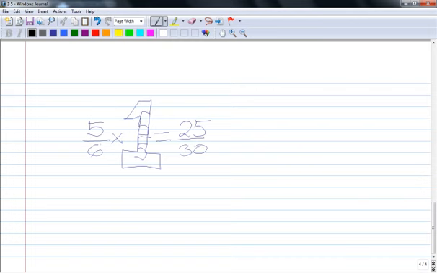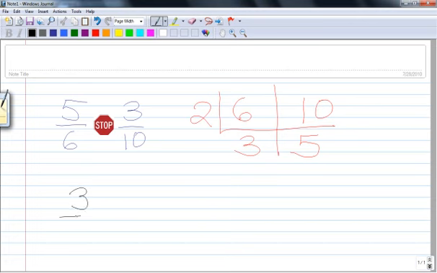Then we've got 3 out of 10, and we're going to multiply by 1. This time it's going to be 3 out of 3. Each one of our pieces would have been cut into 3 smaller pieces. So we have 3 times 3 is 9, and 10 times 3 is 30.